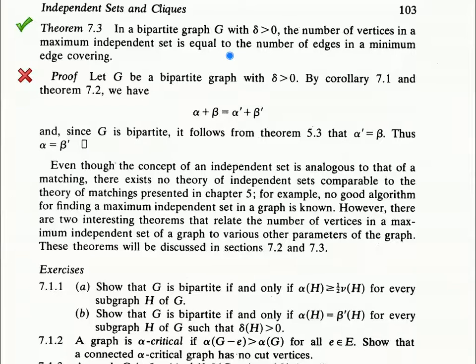And then a nice thing is that, even if the theories are actually different, you have a similar relation to the one we saw before between coverings and matchings. Now we have a similar thing between edge coverings and independent sets, meaning that in a bipartite graph with minimum degree at least 1, the number of vertices in a maximum independent set is equal to the number of edges in a minimum edge covering.